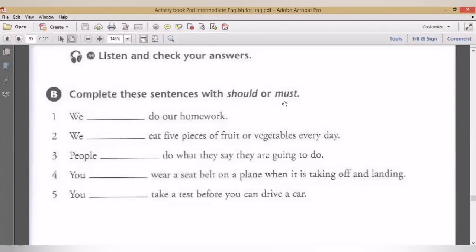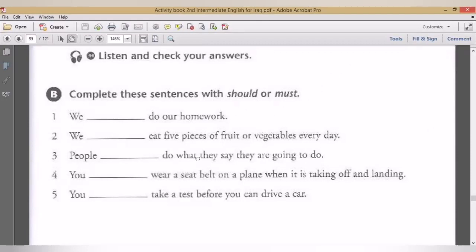The last one, you take a test before you can drive a car. Again, must. You must take a test before you can drive a car. Because you don't have any other choice, right? Now let us move to, do we have any other exercise? I don't think so.